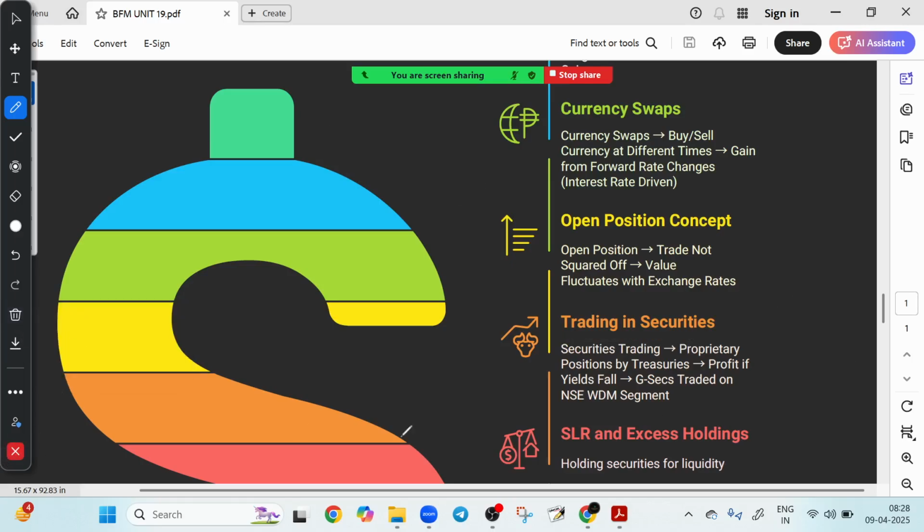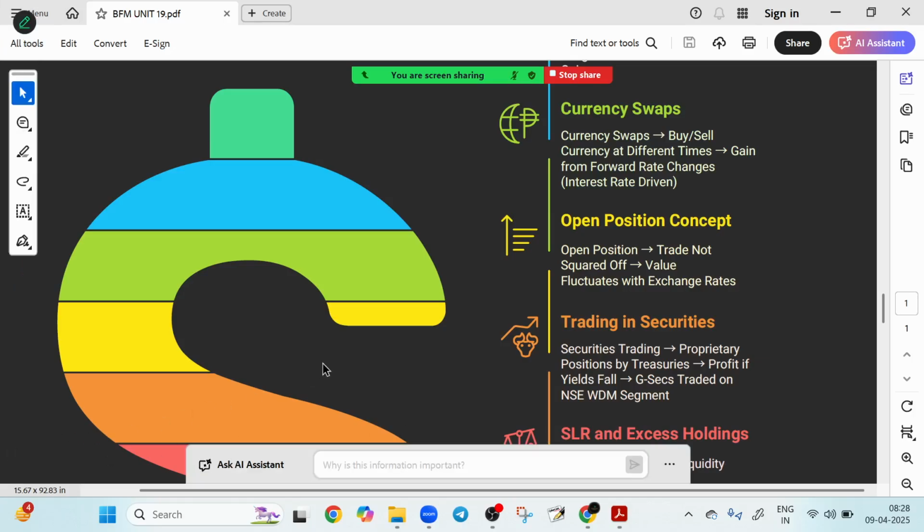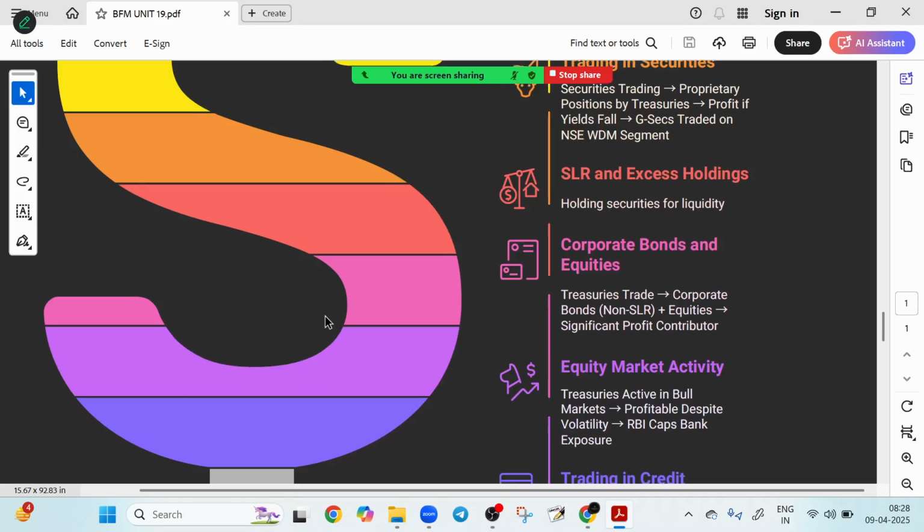Now we have SLR and excess holding. Banks maintain SLR, that is called statutory liquidity ratio, right? And hold excess government security. Both have regulatory requirements as well as being liquidity management tools.